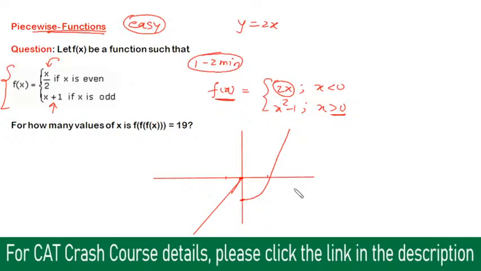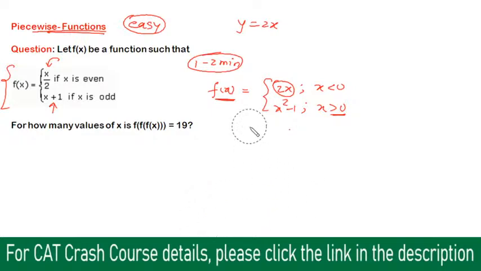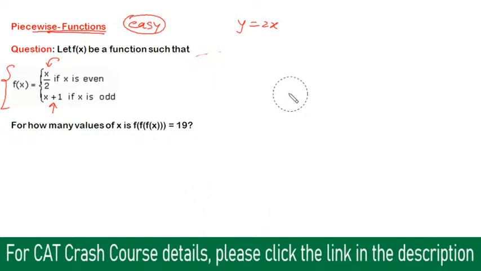So here the question says that if x is even, then it is defined as x by 2, and if x is odd, then it is defined as x plus 1. And we need to find f of x, which is equal to 19. In fact, it is given. We have to find for how many values of x it is possible, right? So what we have to do is focus on this number. This is an odd number, guys, right?